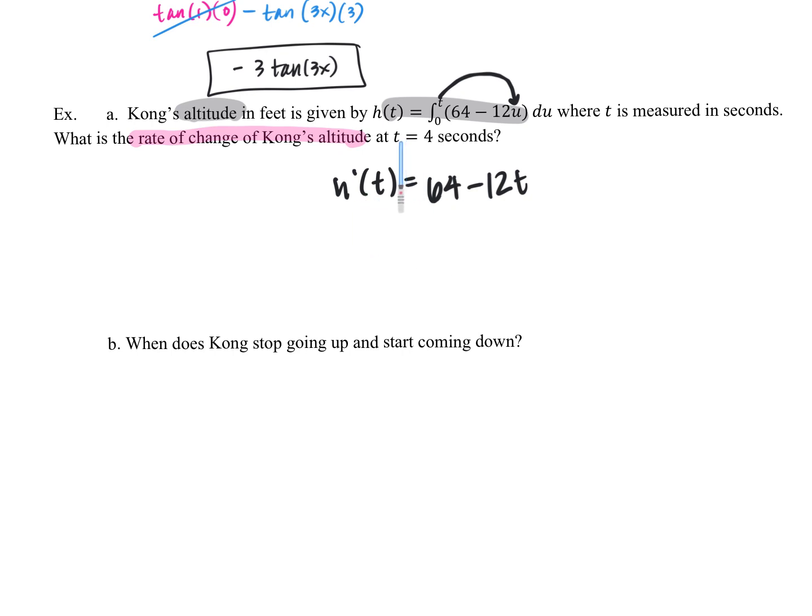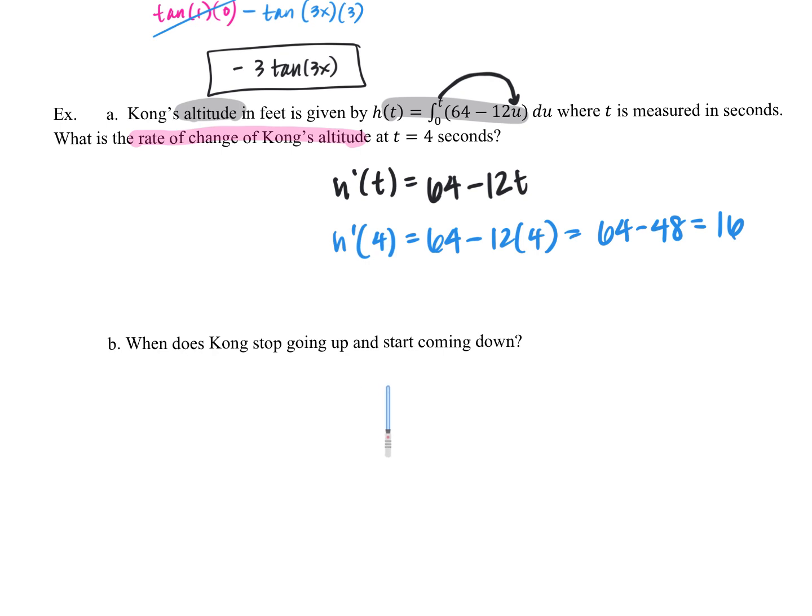Then they said, hey, what is that at 4 seconds? Just plug in 4. What is h prime of 4? 64 minus 12 times 4. 64 minus 48. Wait. When do they stop going up and start coming down? Here's what you've got to think about. When what changes from positive to negative? H prime, she's exactly right.